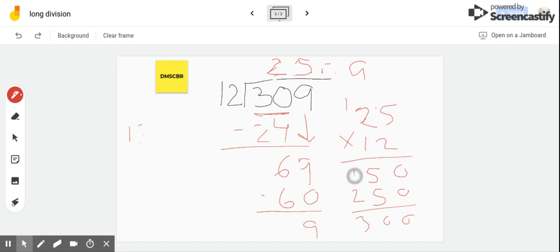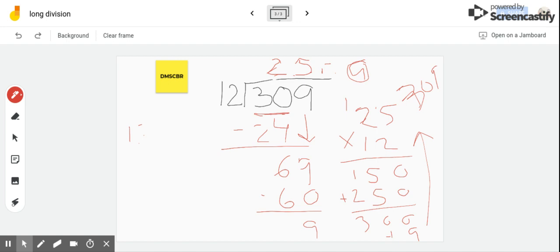Oh, forgot to regroup that guy. Okay, 300. Then you add in your remainder, plus 9. And over here, I'm going to write it. You would get 309. Oh, goodness, this tool is awful. Okay, so 309. I apologize. Which is your dividend. So we solved that correctly.